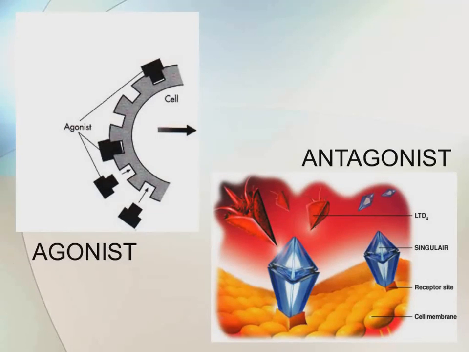So here's an example of an agonist. You can see the drug binding with the receptor site and an action happening, and an antagonist binds with that site and prevents something else from binding instead. So in this case, that antagonist is blocking that site so the leukotrienes cannot come and cause havoc. Instead of having a direct action, it's preventing something else from causing an action to happen. Got the distinction?